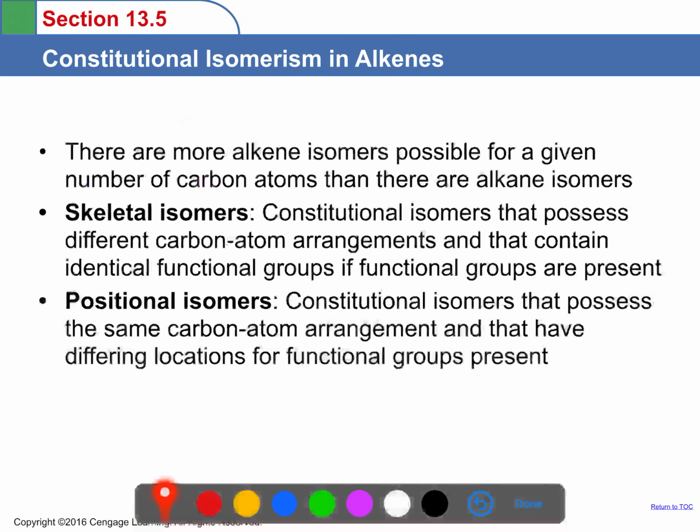For skeletal isomers, our first type here, they're constitutional isomers. Remember, isomers in general have to have the same formula, so the same number of carbons and the same number of hydrogens. And these are going to be different based on the carbon atom arrangements. So this is much like the isomers we saw for the alkanes. The carbons are arranged in a different way. It also means the functional group is going to be somewhere different, but it has to still be the same functional group. So if you have a double bond, you're going to end with a double bond.